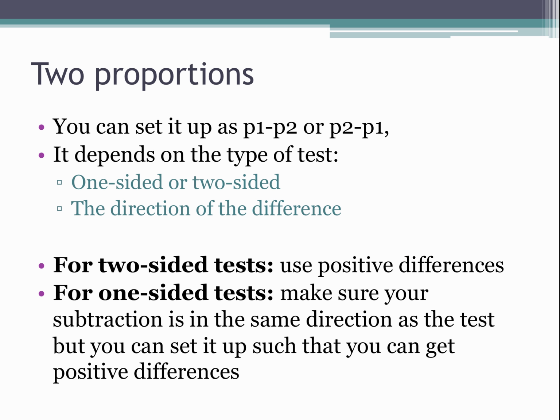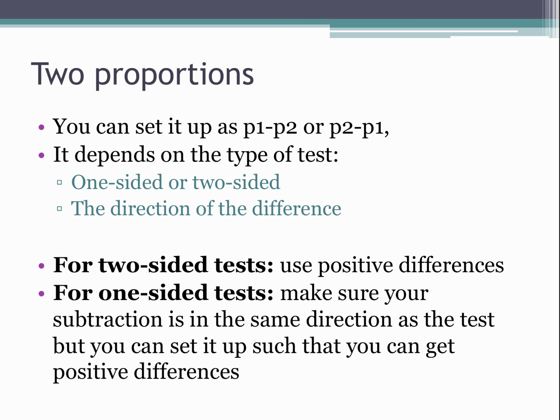You can set this up as P1 minus P2 or P2 minus P1. It depends upon the type of test you have, one-sided or two-sided, and it also depends on the direction of the difference. For two-sided tests, simply set it up to use a positive difference. For example, we wouldn't want to say that we had a negative 4 pounds of weight loss, because that would actually be 4 pounds of weight gain. So you need to adjust your thinking or your test statistics that you report to be in positive values. We have a 4-pound weight loss.